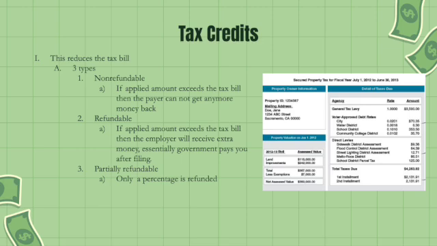The refundable is the opposite, where if you have a $1,000 tax bill and you have a $2,000 tax credit, then it'll essentially erase the first $1,000 of the bill and then give you an extra $1,000. And then partially refundable, this one varies a lot more, and usually it is a percentage that is refunded.